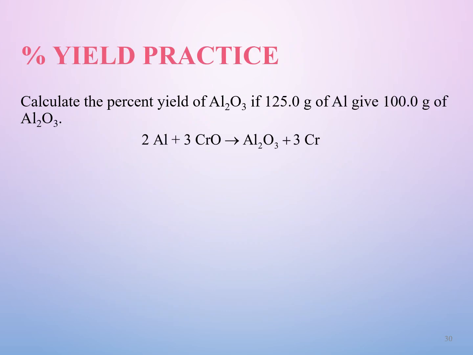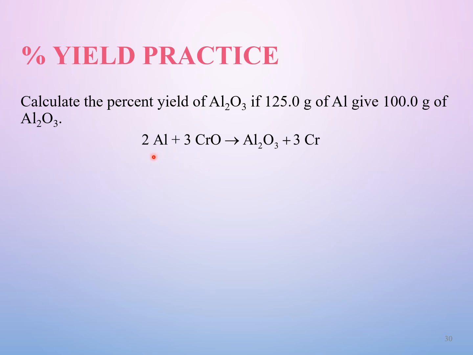So here's another practice question for percent yield. It says calculate the percent yield of Al2O3 if 125 grams of Al gives 100 grams of Al2O3. So let's find out how many grams of Al2O3 can be made from this reactant here. We are assuming this one is in excess. If they don't mention it, it was the excess. If they want you to figure out which is the limiting reactant, they have to give you both amounts here.